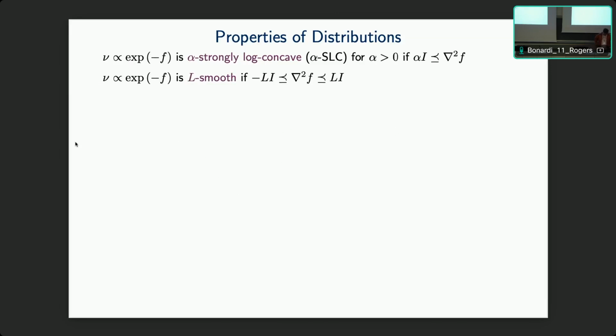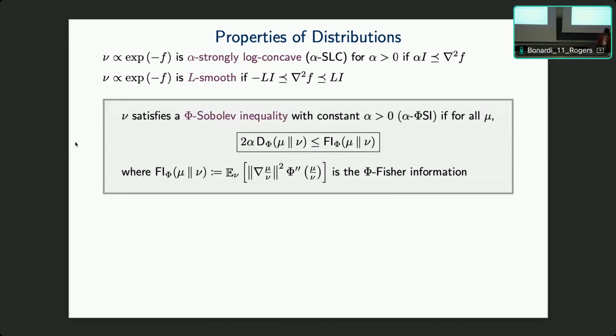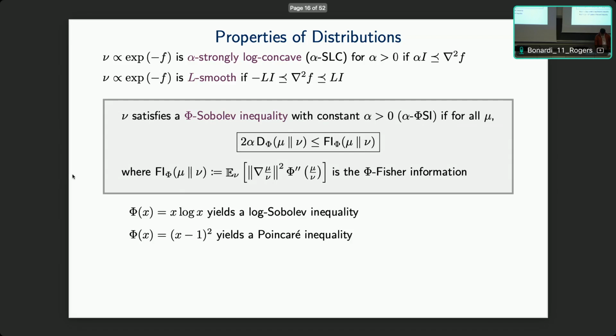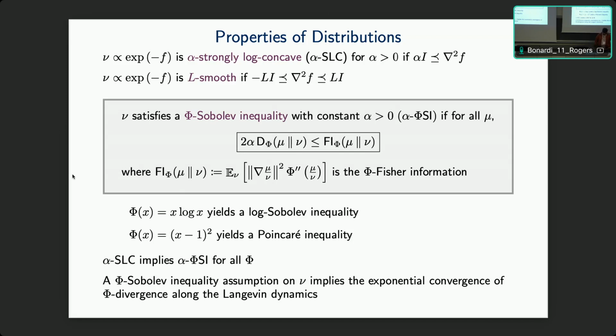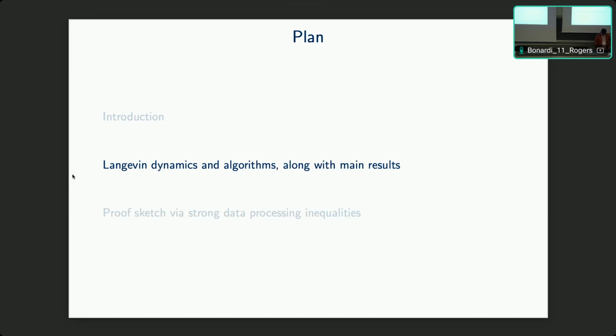Recall that nu is alpha strongly log concave if the potential F is strongly convex, and nu is smooth if the potential F is L smooth. We say that nu satisfies a phi Sobolev inequality with constant alpha if for all distributions mu, the phi divergence between mu and nu is at most the phi Fisher information, where the phi Fisher information is this expression here. Different choices of phi give rise to different isoperimetric inequalities. For example, you can get a log Sobolev inequality or a Poincare inequality. A distribution which is strongly log concave implies that it is phi Sobolev for all phi. A phi Sobolev inequality assumption on nu also implies the fast convergence of phi divergence along the continuous time Langevin dynamics, which is what I will describe now.